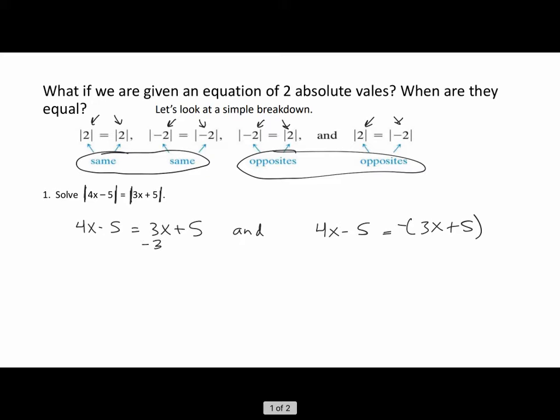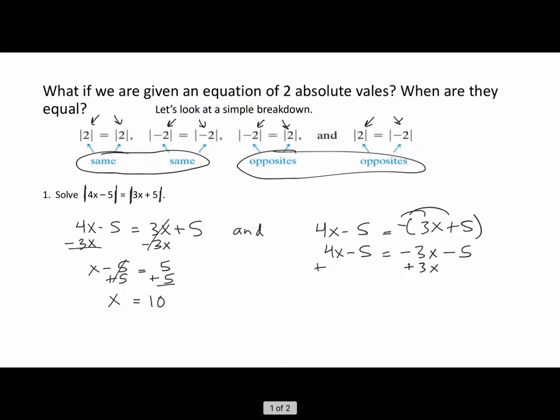So let me solve the same first. I'm going to subtract 3x from both sides so that x minus 5 equals 5. And then add 5 to both sides of the equal sign so that x equals 10. Now I'm going to solve the one side opposite. So I have to distribute that negative to make sure the entire side is negative. So minus 3x and minus 5. And then I'm just going to solve this linear equation.